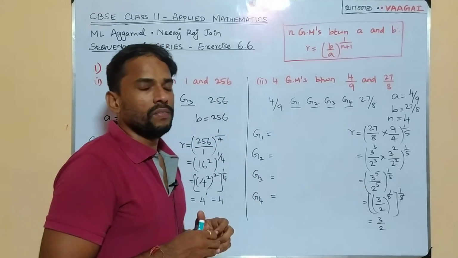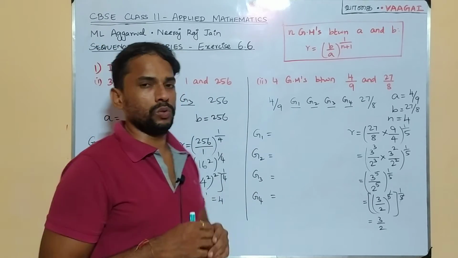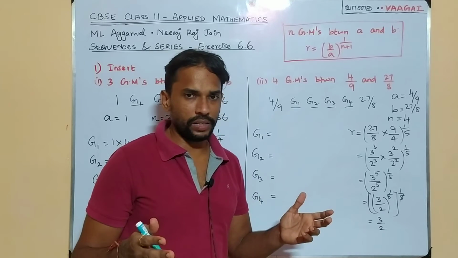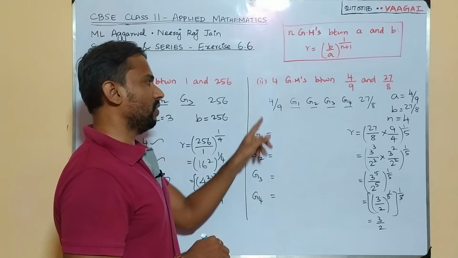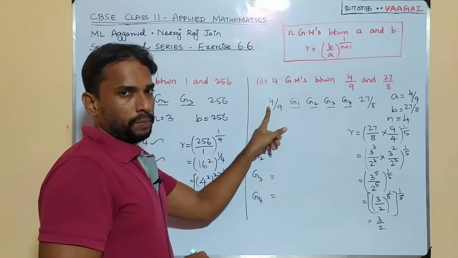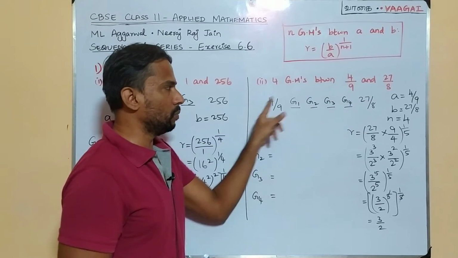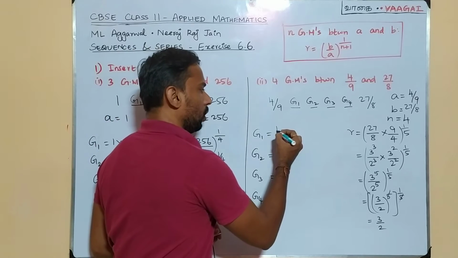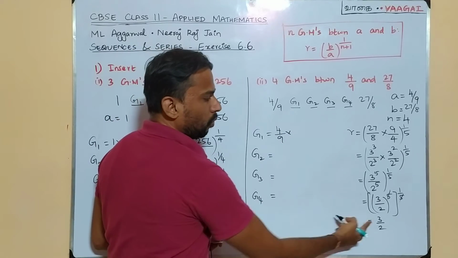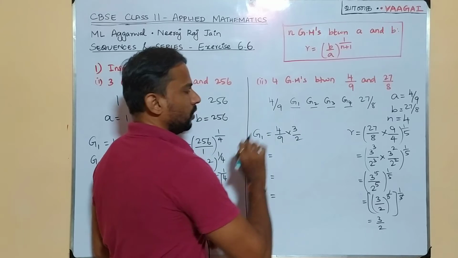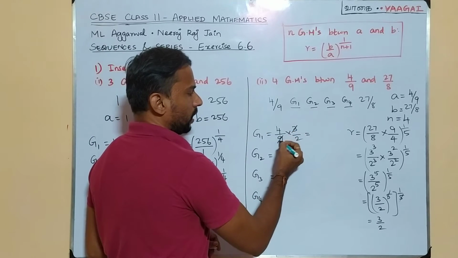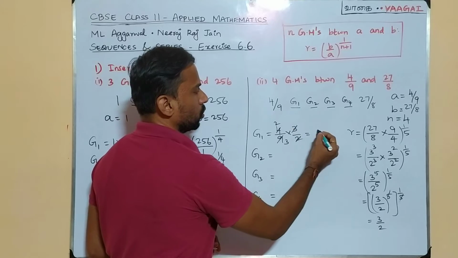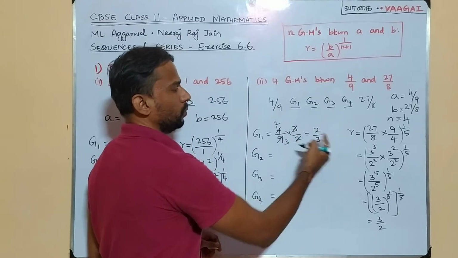Once that is found, we can very easily find each of these values. Shall we find them one by one? First we'll start with G1. We have to take this 4 by 9, the A value, the first term of our GP. So 4 by 9 multiplied by 3 by 2. I can cut 3 and 9 three times, and 2 and 4 two times. So you will have 2 by 3. G1 is equal to 2 by 3.